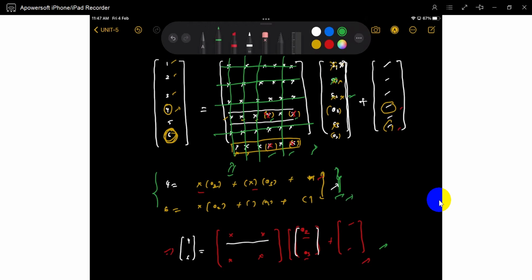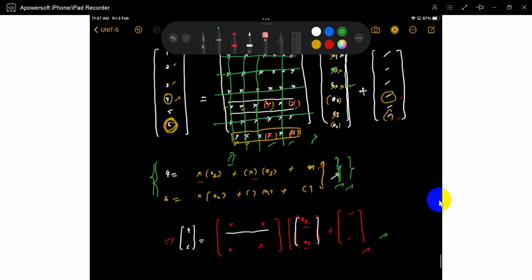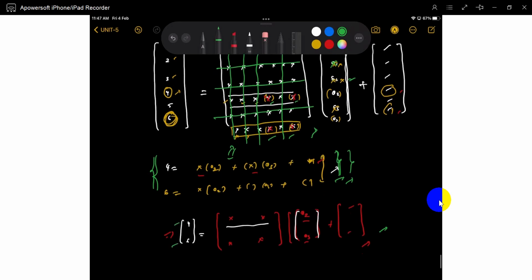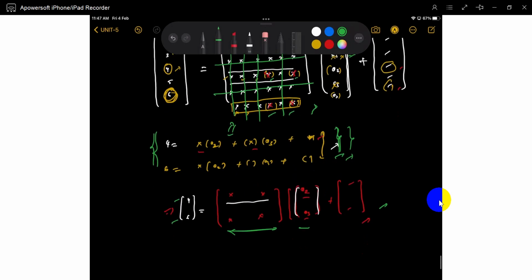But next time there is no need to write these equations. You can strike out those rows and columns. You can directly write those 4 and 6. You can strike out the rows and columns, and what is left in the matrix, you can write theta 2 and so on. Okay, so these two are exactly zeros. These two are exactly zeros.